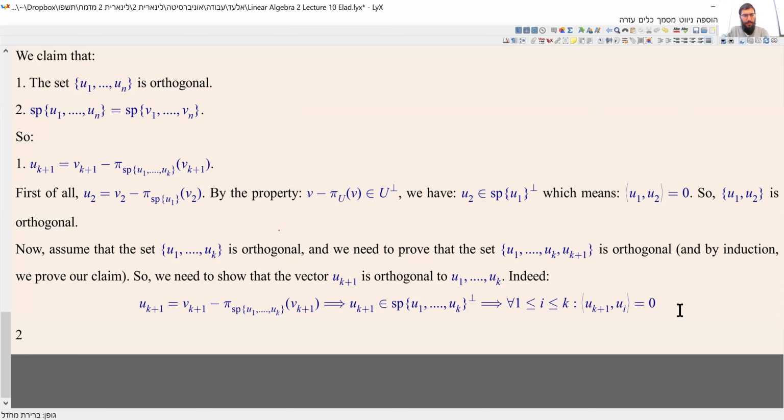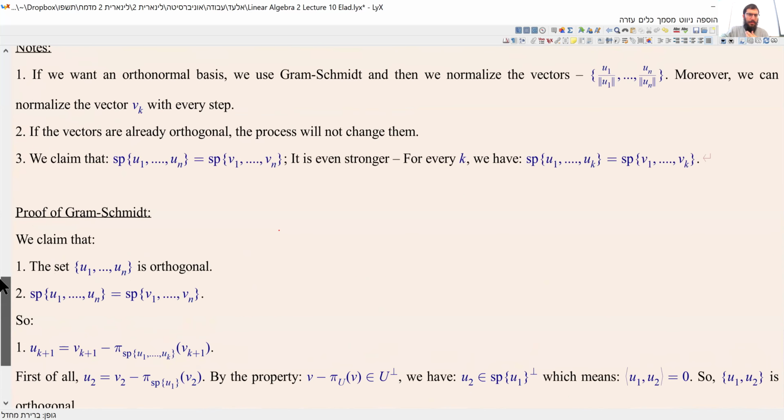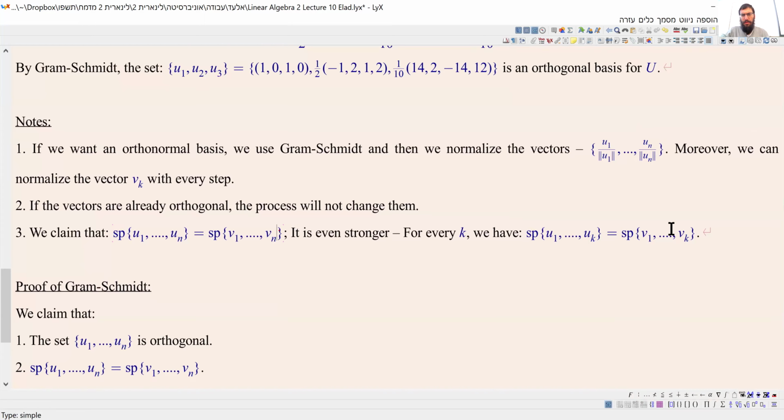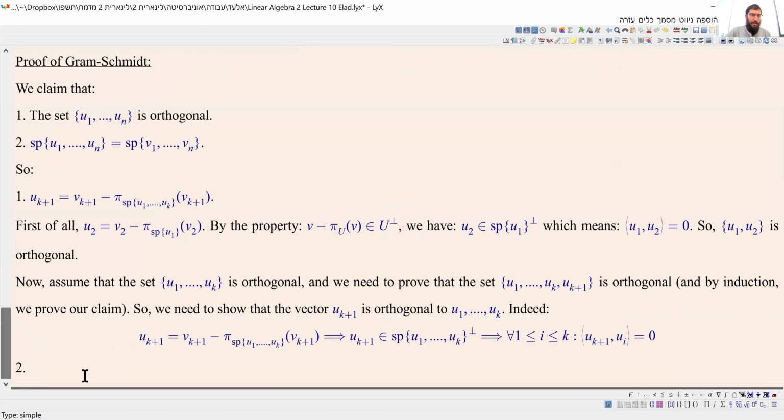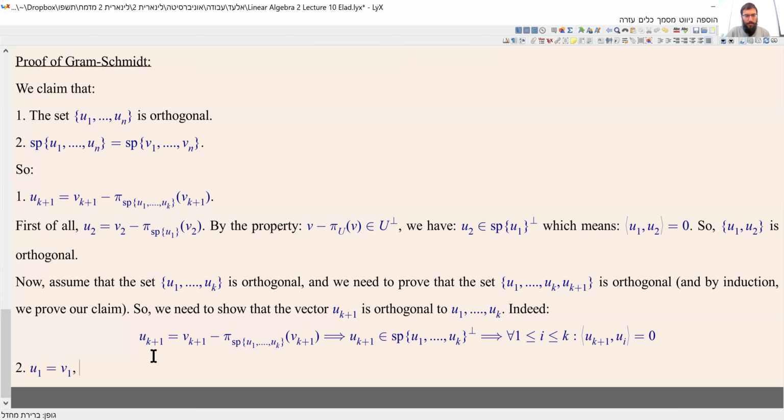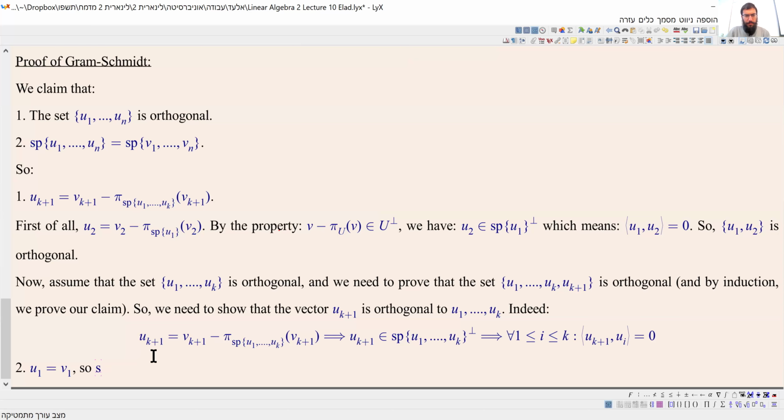So for number 2, we need to show it's the same space, but as we mentioned in the notes, we can prove something even stronger. It's not just in the final line, the bottom line, the finish line. It's the same space for every step you take in the algorithm. Let's write down explicitly. u1 is v1, so they have the same span.